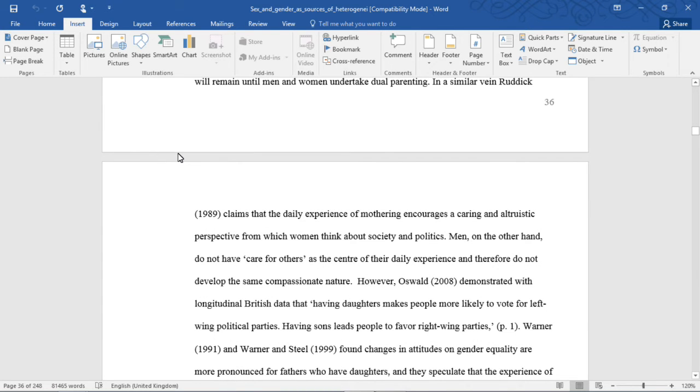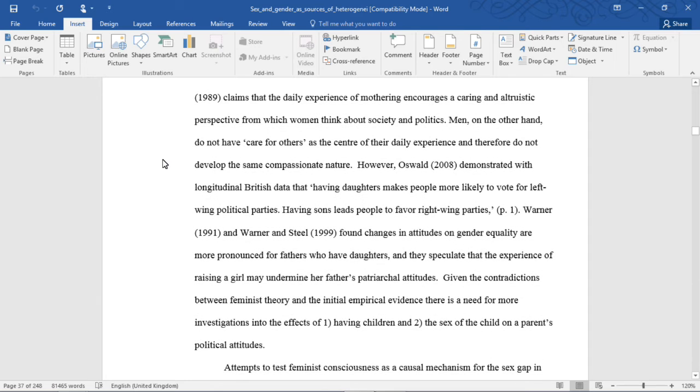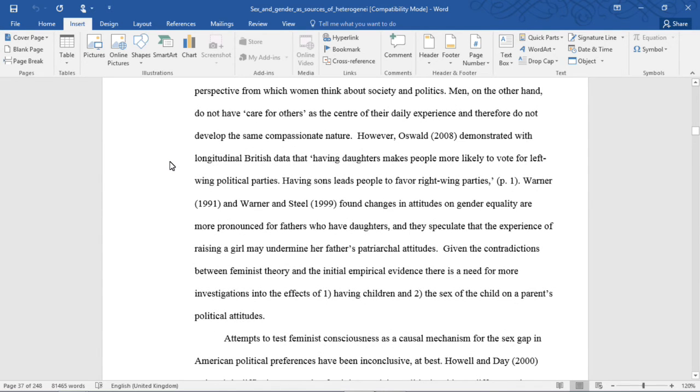In a similar vein, Ruddick claims that the daily experiences of mothering encourage a caring and altruistic perspective from which women think about society and politics. Men, on the other hand, do not have a care for others as the center of their daily experience and therefore do not develop the same compassionate nature.